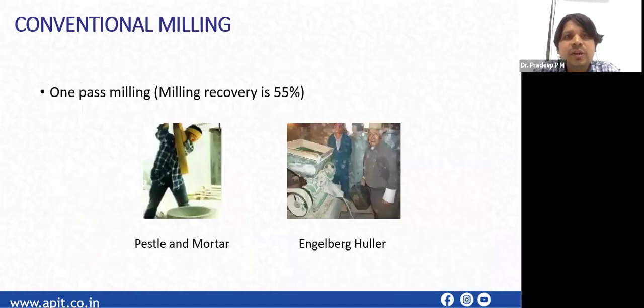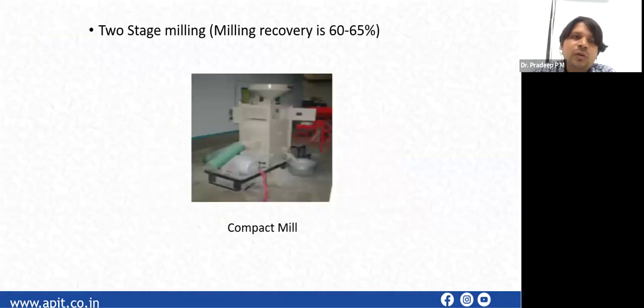This is the conventional milling method, where the milling is accomplished by using mortar and pestle. And then the next method is one stage milling, where the husk and the bran are removed together. So that is called one stage milling. We have one more milling process called two stage milling. That means there are two stages by which the milling process occurs.